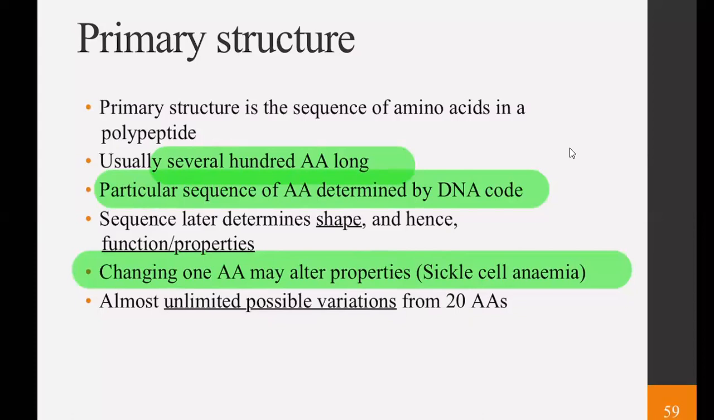And the sequence of the amino acids in a protein is determined by the DNA code. I'm not going to go into the DNA code in detail right now, because we will be doing this when we reach the chapter on protein synthesis, right? Let's look at some other things.